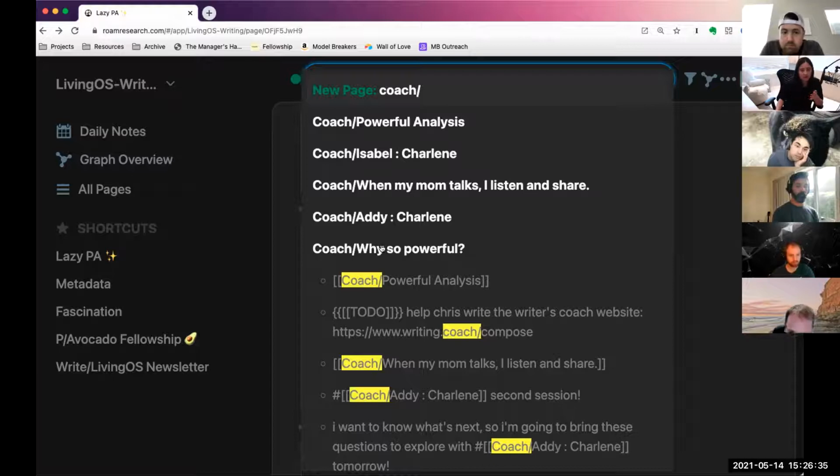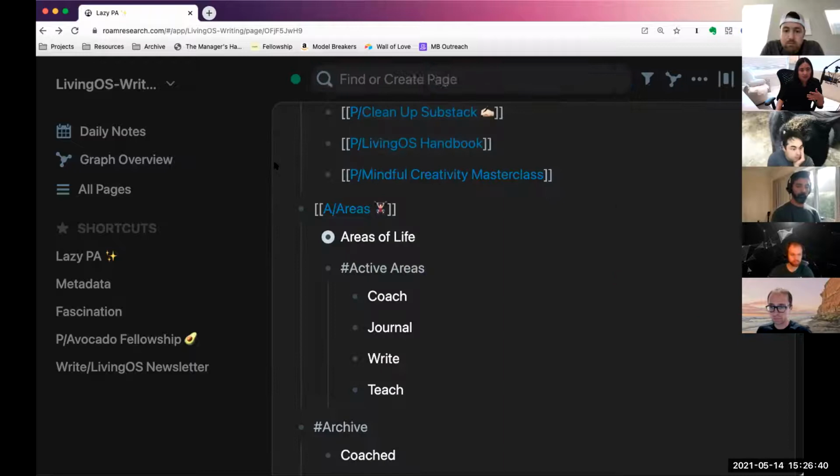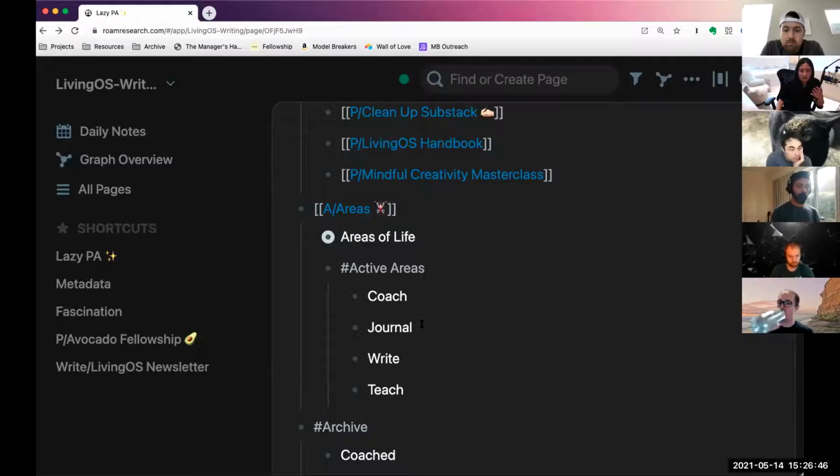with why coaching is so powerful. So this is how I sort areas, because I usually found that my areas are either something that I'm working on, which is coaching, or thinking about, brainstorming, which is journaling, or learning, which is basically writing, and teaching, which is what I turn them into products. So I feel like these 4 verbs actually cover my areas really well.